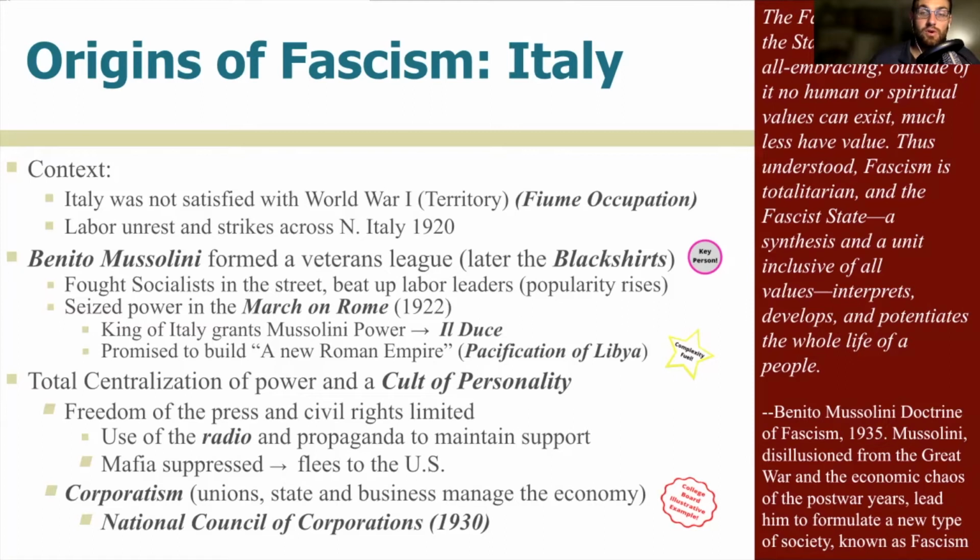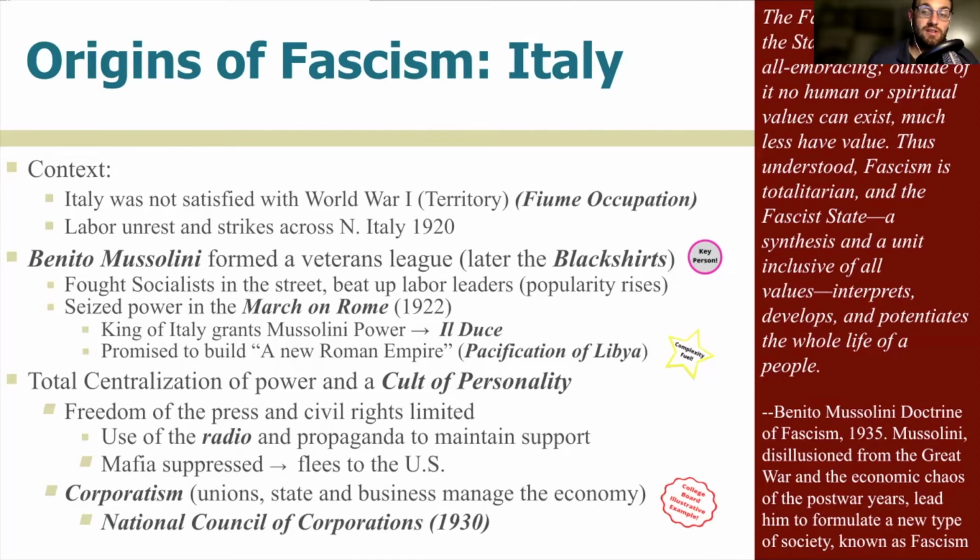The King of Italy was so nervous that he kind of gave in and said, okay, I'll make Benito Mussolini chancellor, or I'll give him a position of authority. Shortly after that, Benito Mussolini took that position of authority one step further and declared himself Il Duce. He didn't replace the king, but nonetheless, he was now the power behind the throne. And as part of his new state ideology of unification under the state, he promised to build a new Roman Empire, by which he meant he was going to conquer territory in the Mediterranean.